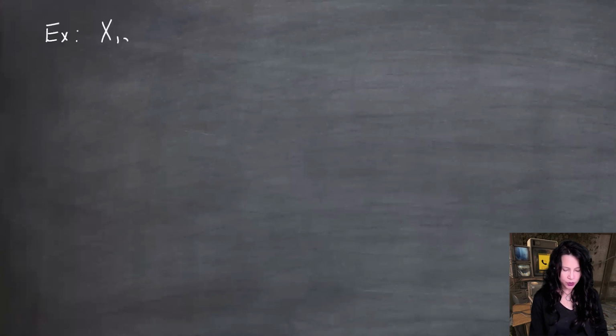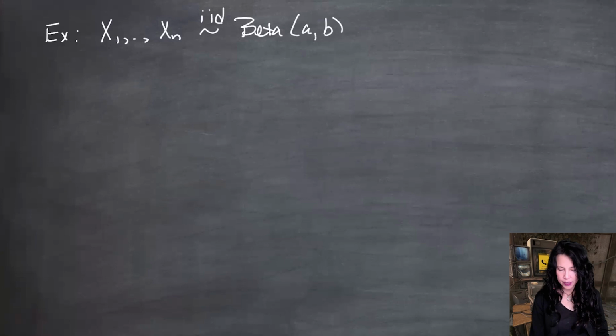Let's just do one more. Have we done enough of these? Let's just do a quick beta distribution. How about X1 through Xn, iid, beta(a, b), where those are 2 unknown parameters.